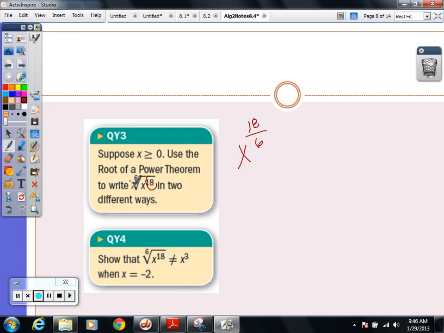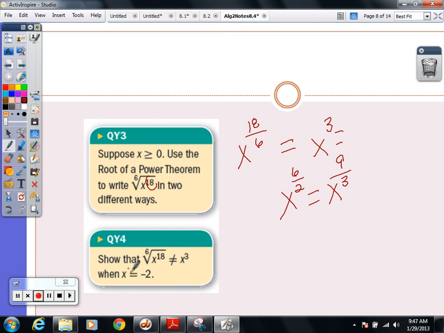That is the exponent. That is the root. I can write that as x to the 18 divided by 6, which is 3. There's two different ways I can write it. I could write it as x to the 6 over 2. I could write it as x to the 9 over 3. The possibilities are endless. It is super fun.